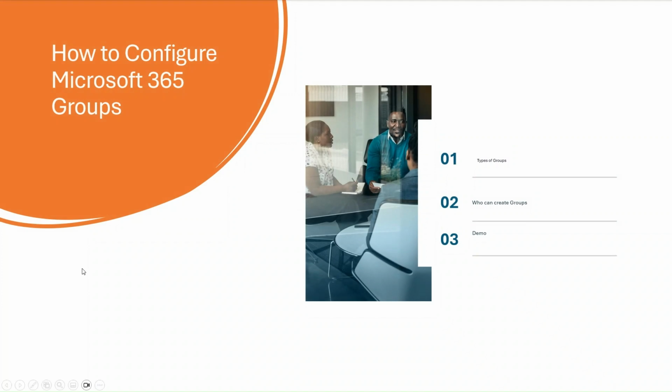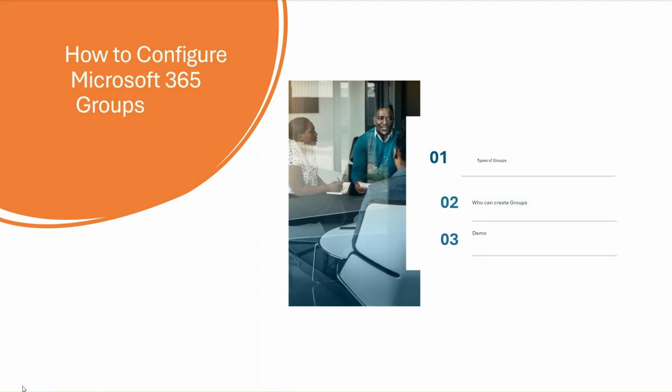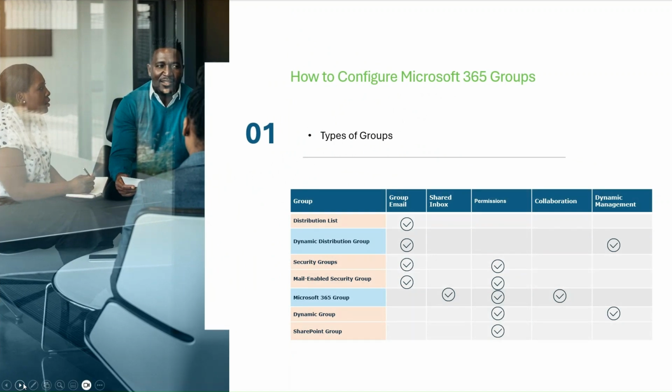So let's see how to configure the Microsoft 365 group. All right, the types of groups. We're going to just do an overview of the types of groups, and we can now see who can create these groups, okay? And then we'll see a live demo. So the types of groups which I mentioned earlier, as you can see, are the distribution list, dynamic distribution group, security groups, mail enabled security group, Microsoft 365 group, which we're focusing on, dynamic group, and SharePoint group.